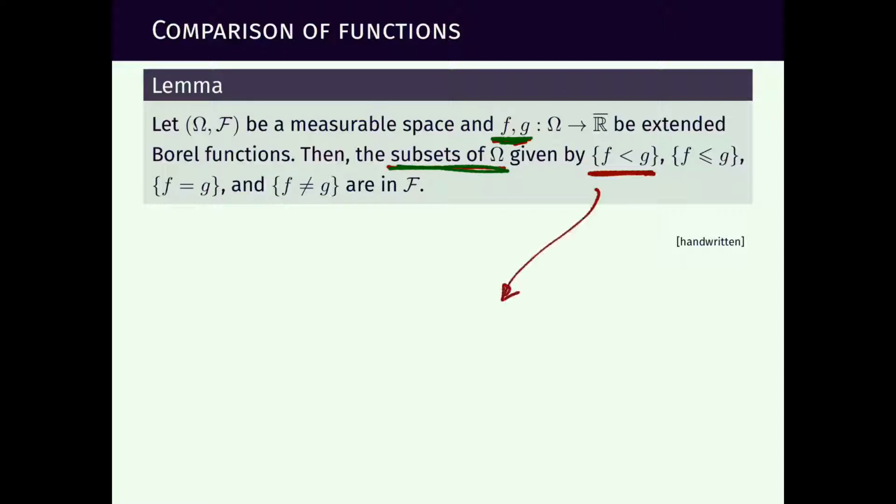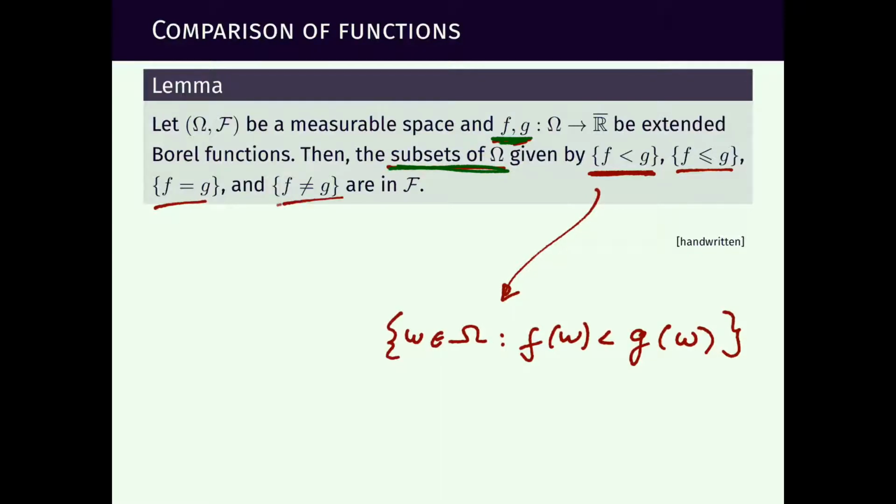And again, what is this? This is the set of little omega in capital Omega such that f of omega is less than g of omega, but we don't want to write this big every time. So the set where f is less than g, less than or equal to g, or different from g, these are all measurable sets.